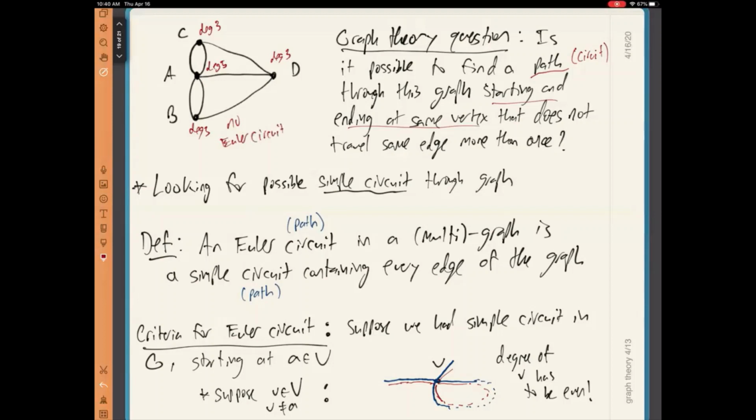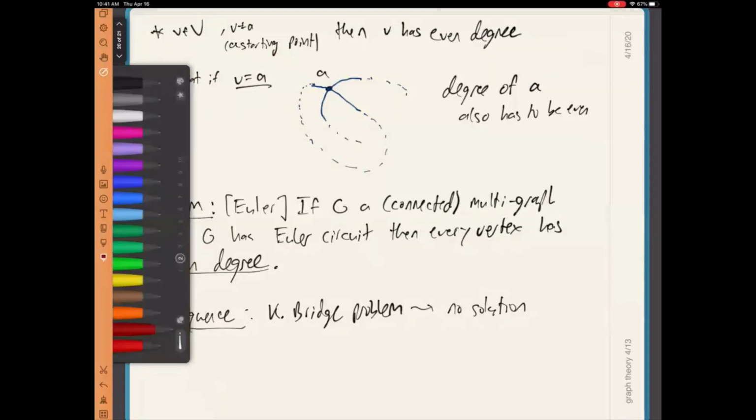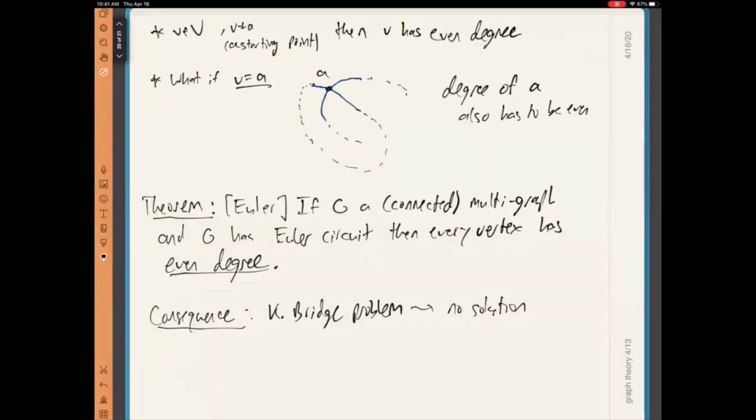Meaning the answer to the original problem is that no, there's no way to start at one point and travel along all the bridges without crossing the same bridge more than once. Right? And it really just follows by counting degrees and keeping track of what the degrees have to be if you were to have such a path. Okay, and so this is a pretty well-known theorem.